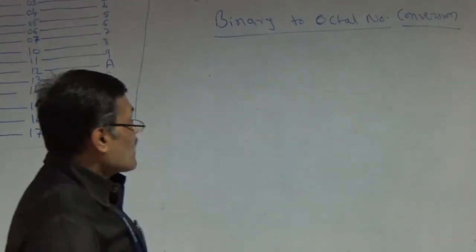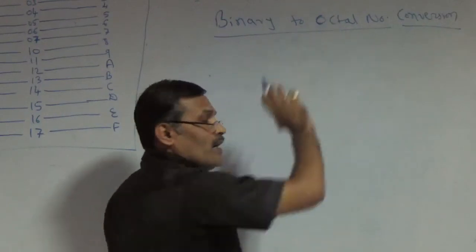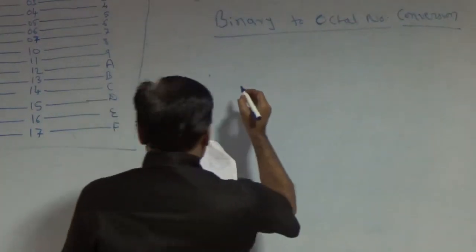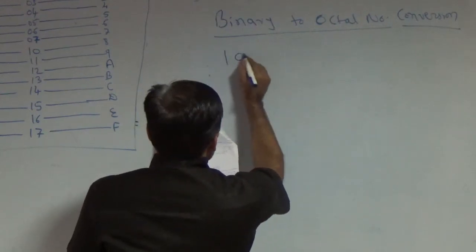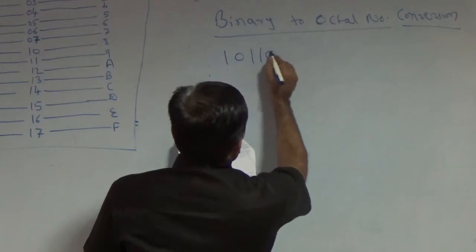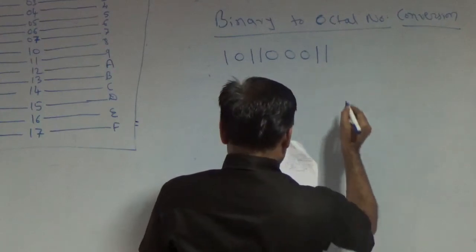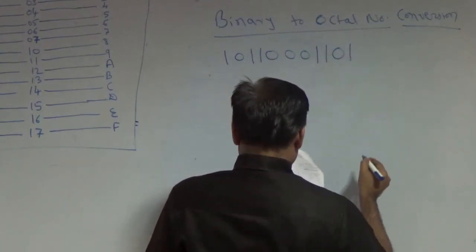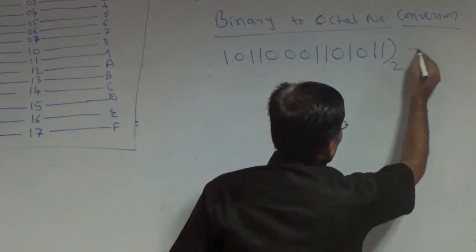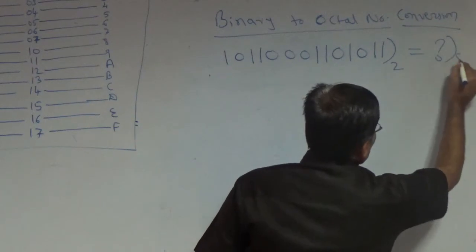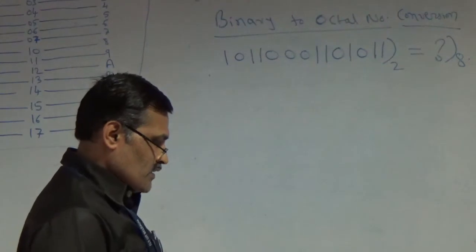Okay, so you will be given a binary number, and you will be asked to convert it to an equivalent octal number. So I will write the binary number first. Given binary number 1011 000 11 01 011. So this is the given binary number, and you have been asked to convert it to base 8, that is, an octal number. Okay.